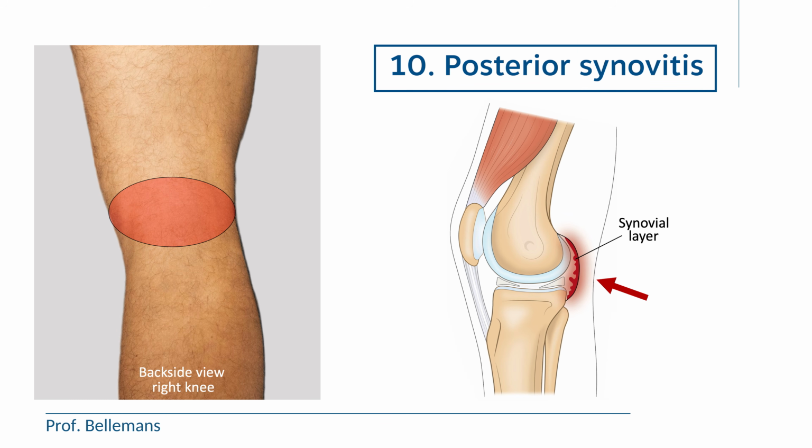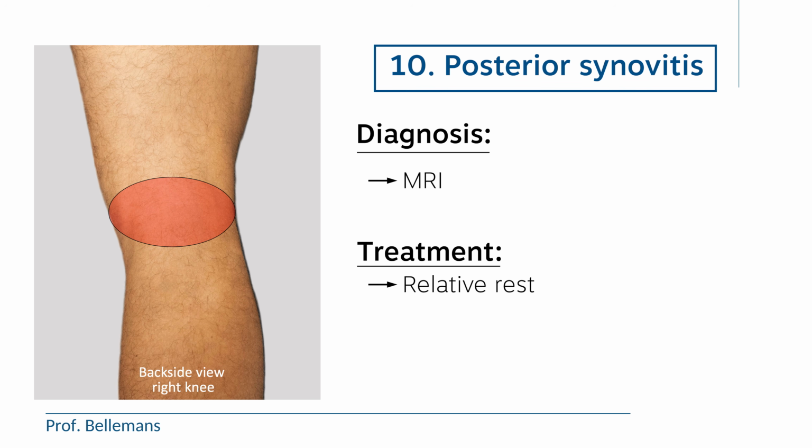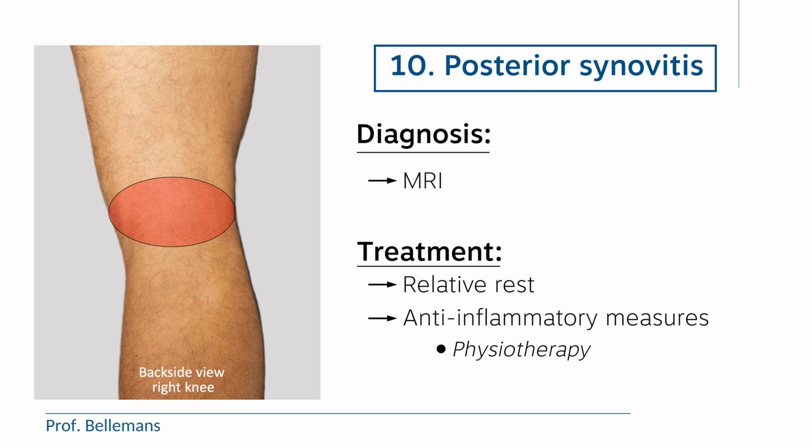10. Posterior synovitis. In posterior synovitis, there is inflammation of the synovial layer, that is the inner layer of the capsule in the back of the knee. Usually, it is caused by overloading the knee. The pain can be located either posteromedially, posterolaterally, centrally, or combined. The diagnosis is made by MRI, and the treatment is simple: relative rest combined with anti-inflammatory measures using physiotherapy or anti-inflammatory medication if needed.